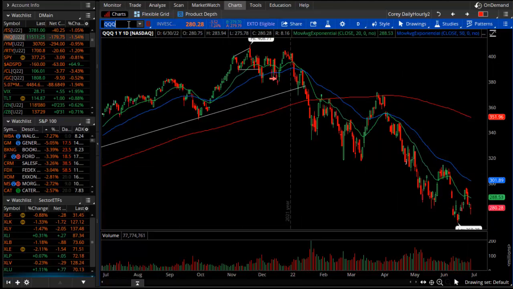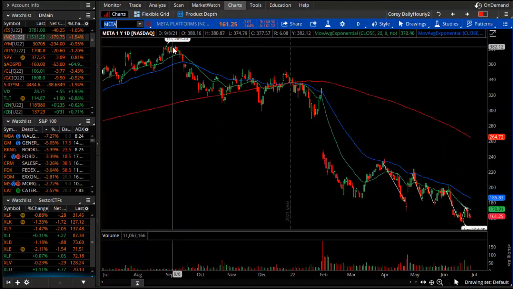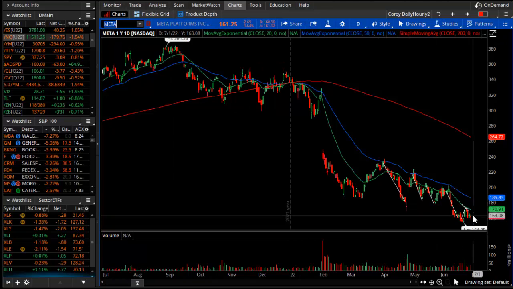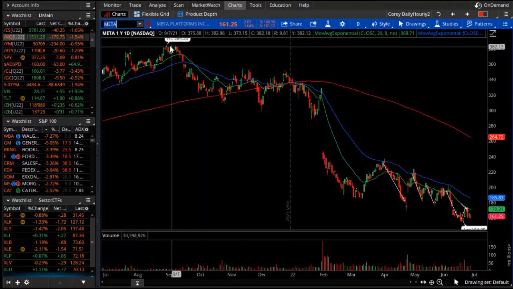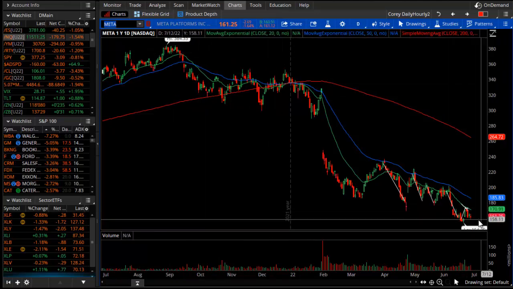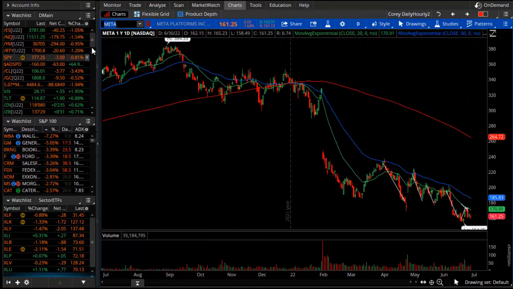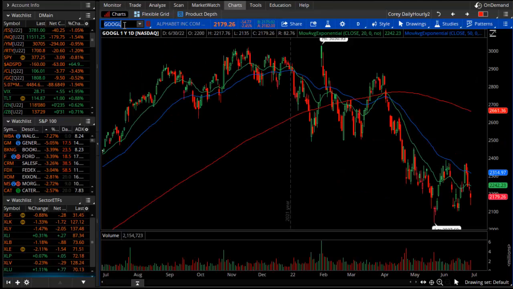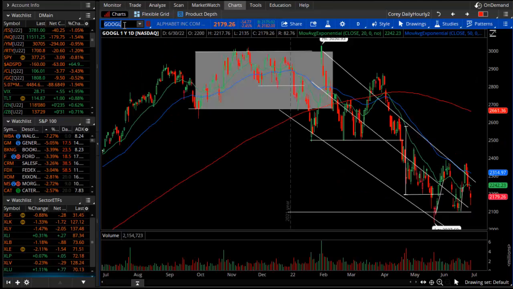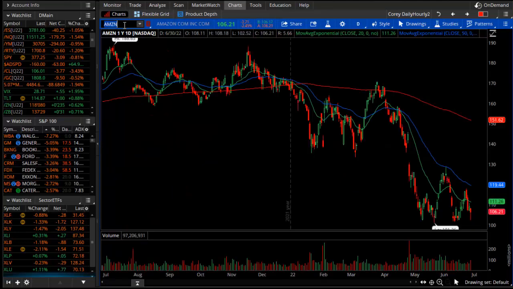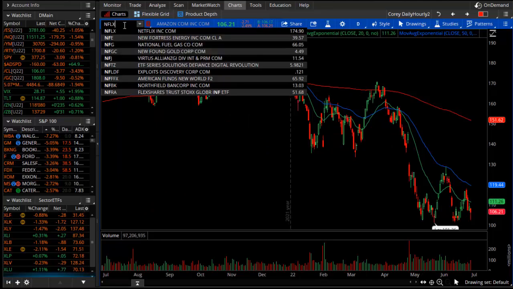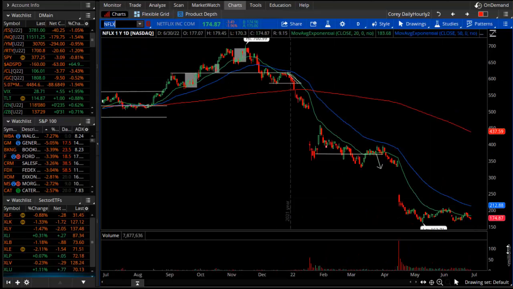Some of the leading or key stocks, looking at Meta, just to name a few, also peaked earlier, in September, and that's down from 380 per share to 160. Others would include Google on a long-term daily chart basis, Amazon, which we don't think of as technology but as a retail company, and of course Netflix, which is a streaming service.